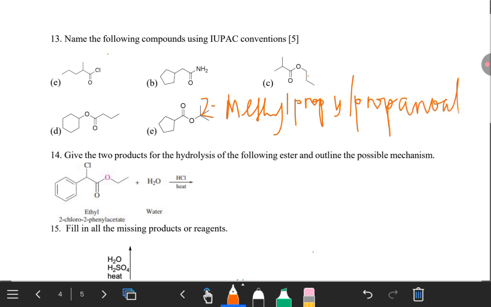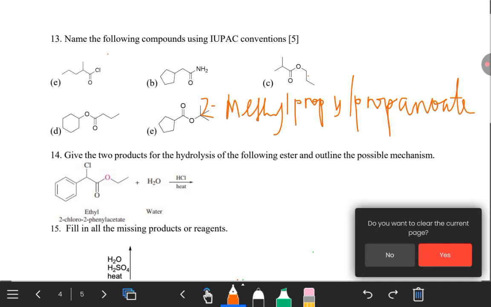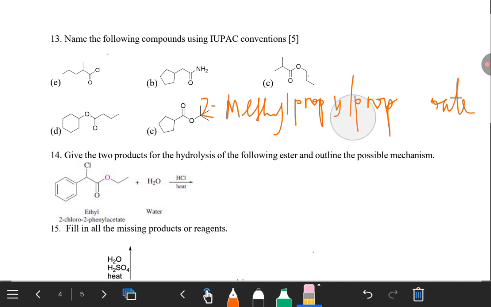So the parent chain is actually carboxylic, an ester. Okay, so propanoate, like that. 2-methylpropyl propanoate.